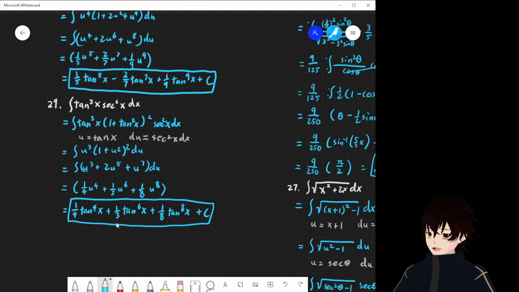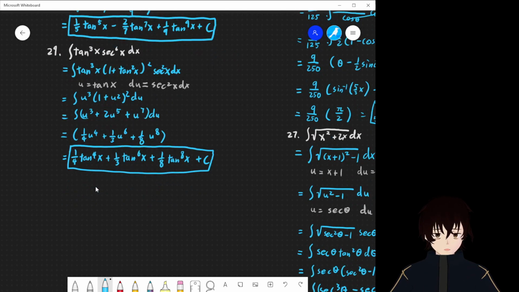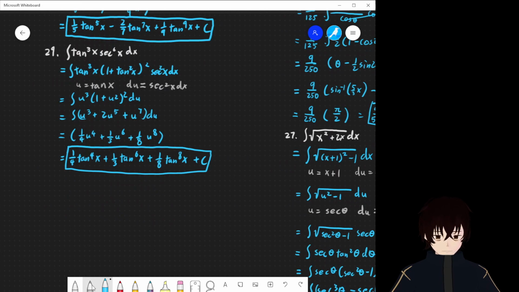And this 29 is correct. If 29 is correct, we can now move on to number 30. What?